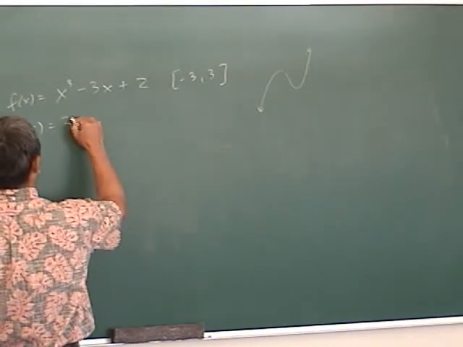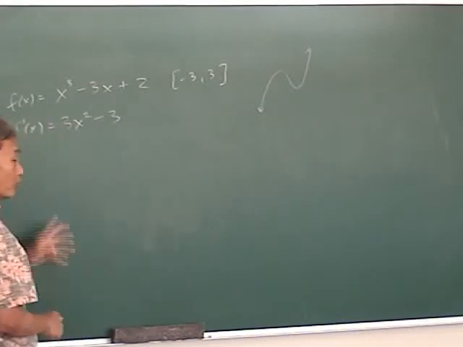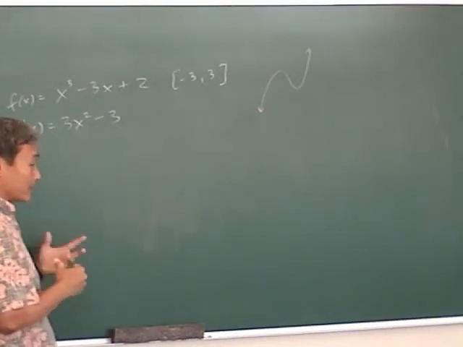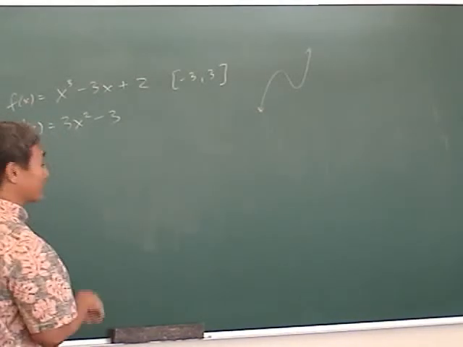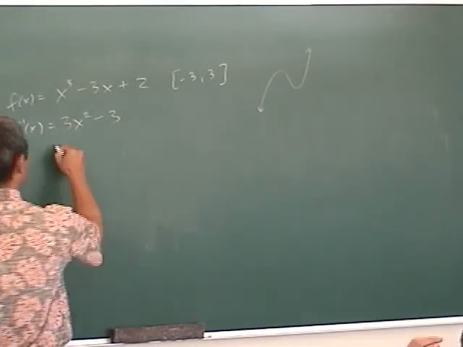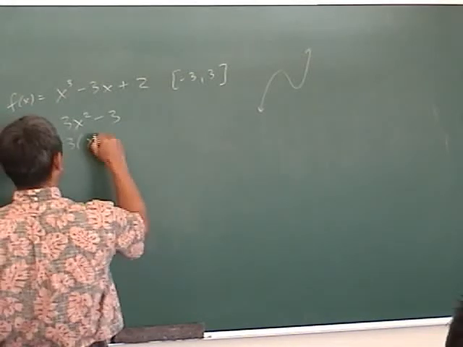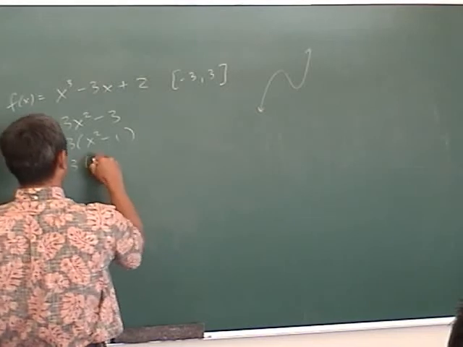3x squared minus 3. Okay, now what we need to do, we need to know when the first derivative is positive and when it's negative. So what we need to do is we need to factor it and make a number line. But this one is easy. Factor out a 3, completely factor it.